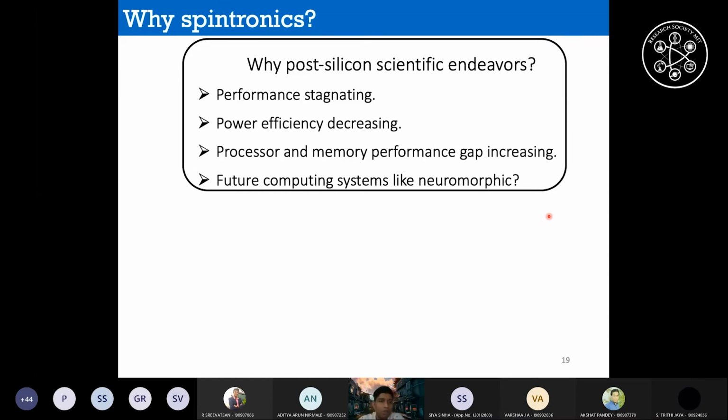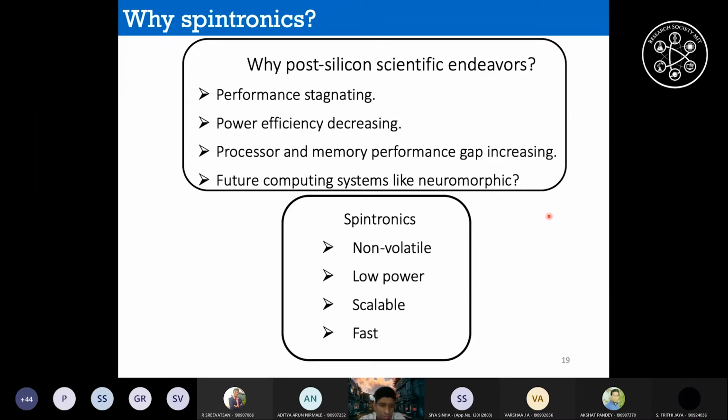So if I want to summarize why we need it: the performance is stagnating, power efficiency is decreasing, the processor-memory gap is increasing, and there are advanced systems like neuromorphic ones which people try to make, and transistors are basically not very optimized for this. So what is the advantage of Spintronics?